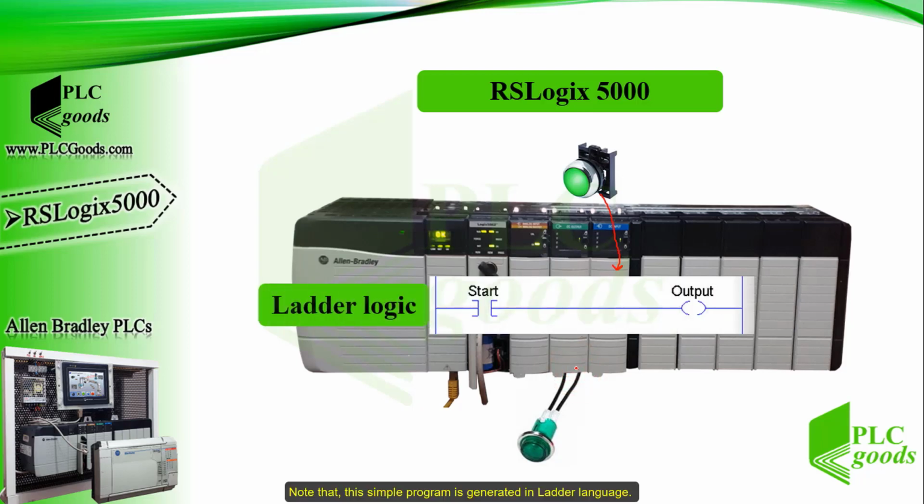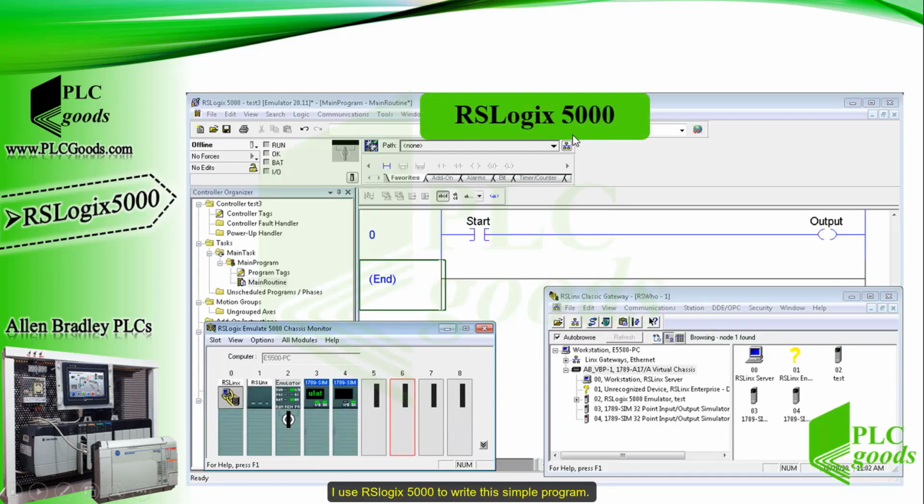Note that this simple program is generated in ladder language. Like industrial circuits, suppose this is a virtual power line. I need to connect this contact to a digital input address, which is connected to a push button. So when I press it, the PLC closes this contact in my program. In consequence, the virtual power reaches the output coil. So if the output coil is connected to a digital output address, which is connected to a lamp, the PLC will turn it on.